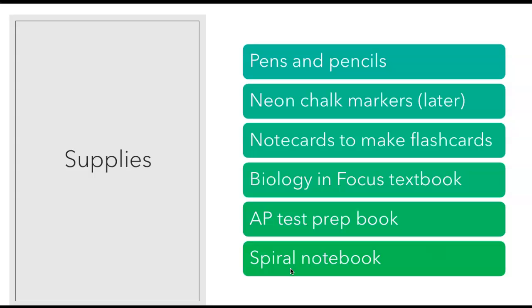What you will need for this class are supplies, pens and pencils. You'll need neon chalk markers later to write on the tables. You don't need those now. It's optional to have note cards to make flashcards, but that's usually a good idea for a class that's so vocabulary heavy. So you not only need to memorize vocabulary for this class, there's a lot of understanding and application.